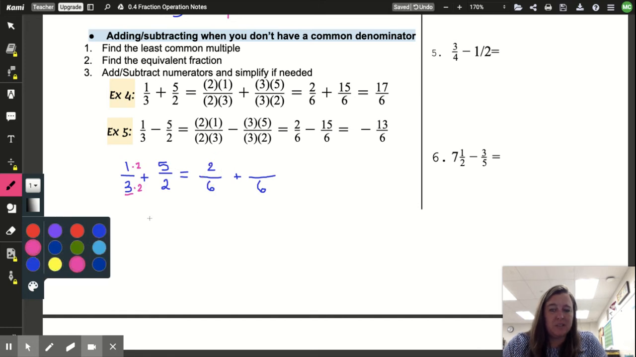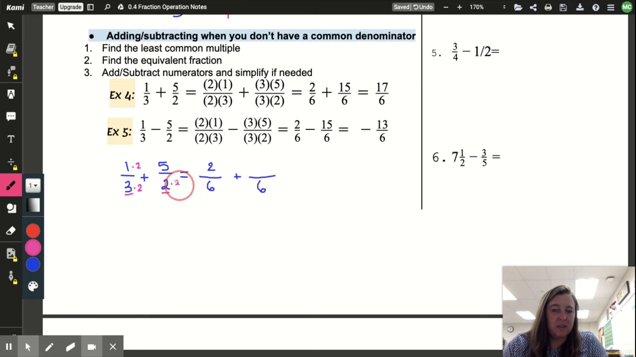We'll do the same thing with the second fraction that's on here, so 5/2. Again, my denominator was a 2. I need for it to become a 6. So in order for a 2 to become a 6, I had to multiply by 3. And so once again, I would have to do the same to my numerator. So again, I'm multiplying the second fraction by 3 over 3, which is the multiplicative identity. So on the top, 5 times 3 is 15.